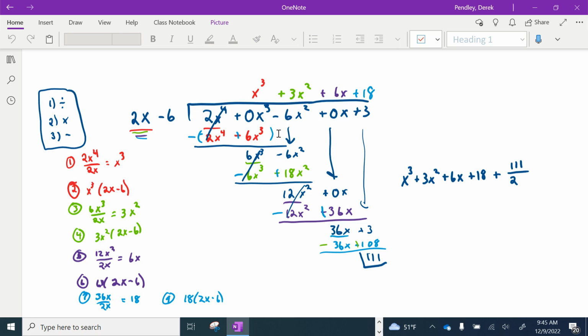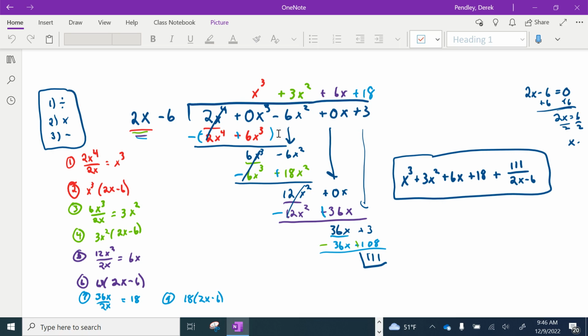And you have to remember, there is a remainder here that is not 0, so we do have a restriction. So 2x minus 6, we need to find out when that equals 0. We add 6 to both sides, we get 2x is equal to 6, divided by 2. X cannot equal 3. So this is our domain. X cannot equal 3.